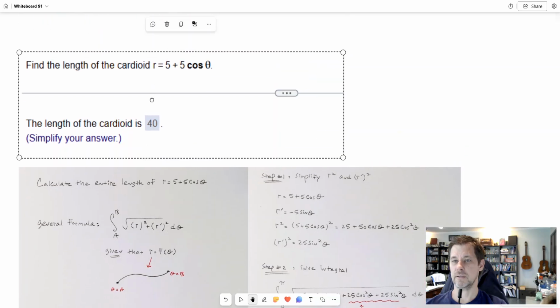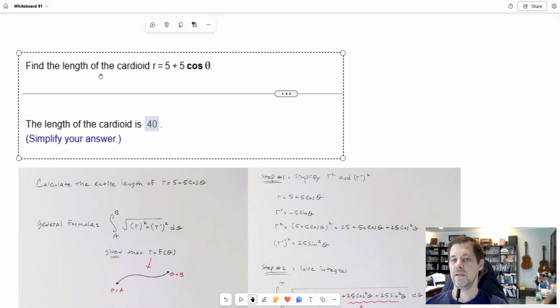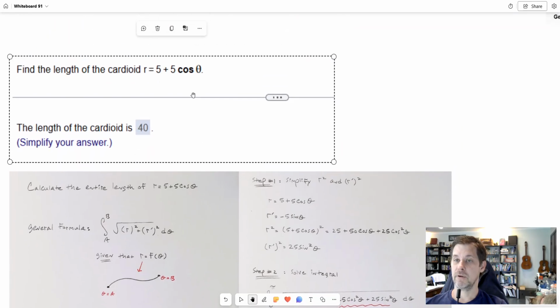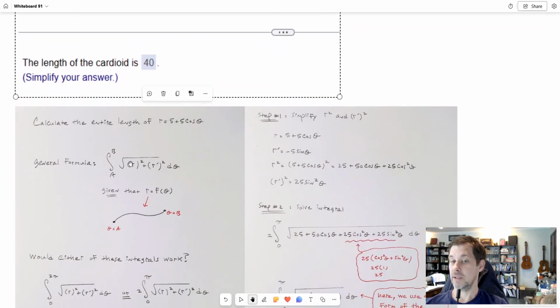But here's the question. It says find the length of the cardioid r = 5 + 5 cosine theta. And let's talk about, before we get into the specifics of that particular polar graph, how this works in general. How do you find the length of all or some portion of a polar curve? Well, we have this integral that will do the job for us.